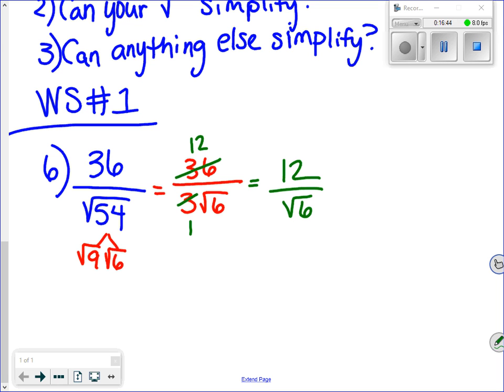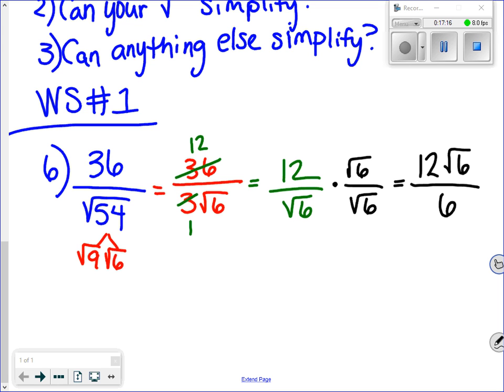What would I do next? Okay, so yes, we would rationalize and multiply by the square root of 6 over the square root of 6. What do I get on the top? 12 square roots of 6. What do I get on the bottom? 6, because remember you're going to have the square root of 36, which is just 6. You should never have a square root left in the denominator when you're rationalizing. The whole point is it's going to get rid of the square root.